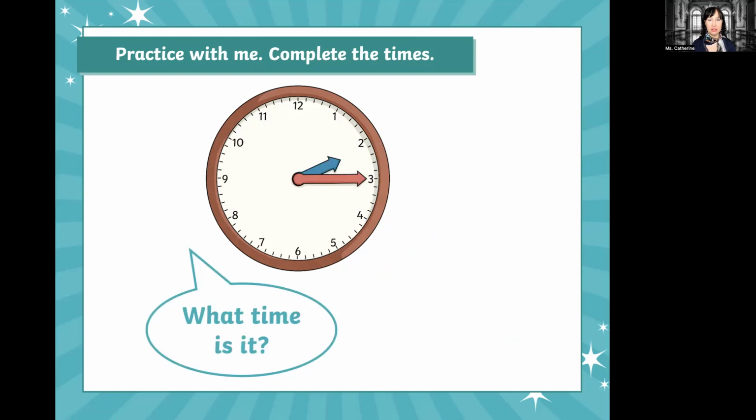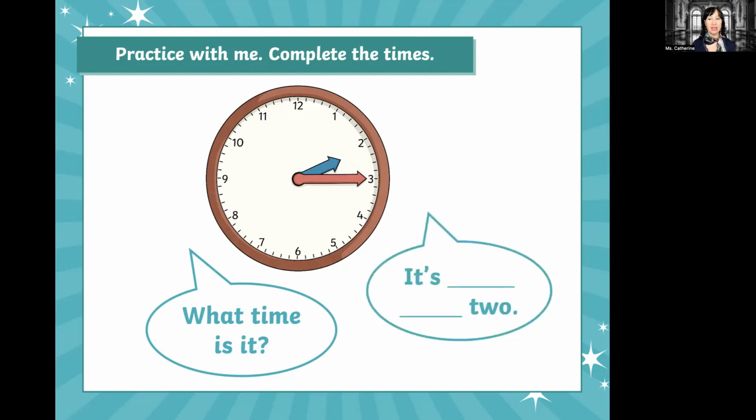What time is it? Look at the short hand, the blue arrow, and the long hand, the red arrow. It's blank to blank. I think I gave some of it away. Let's see what we got here. What time is it? It's 2:15. I was trying to trick you here. Okay, so if it's 2:15, how else can we say this? It's 2:15.